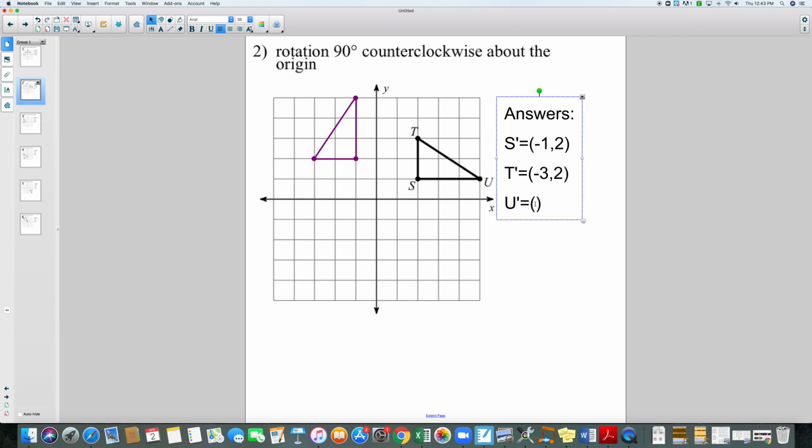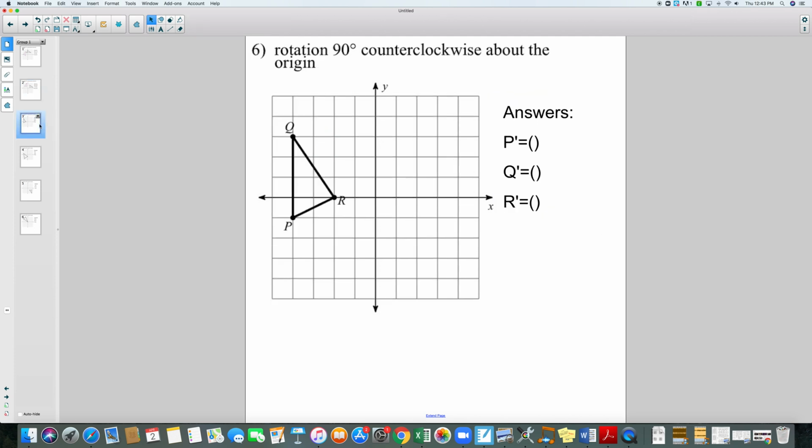And then U, let's see here. Originally, our U is here, so we were over 5, up 1. For U prime, we're going to be negative 1, up 5. Not too difficult. Let's move on to another one.